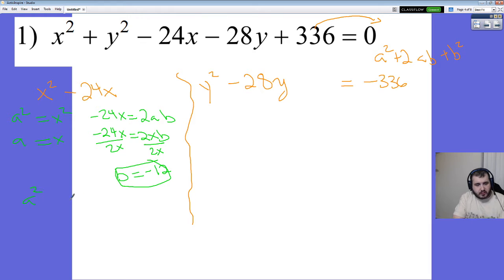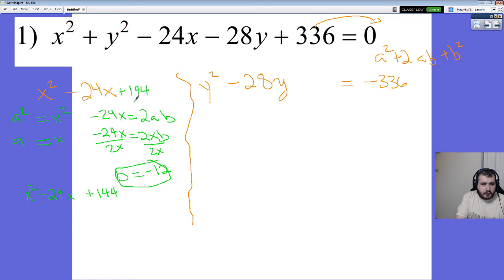A squared plus 2ab plus b squared. So we've got x squared plus 2 times a times b, 2 times x times negative 12, so negative 24x, plus b squared, 144. So the only thing that's different between my orange line here and my green line here is the fact that there needs to be a plus 144 here.